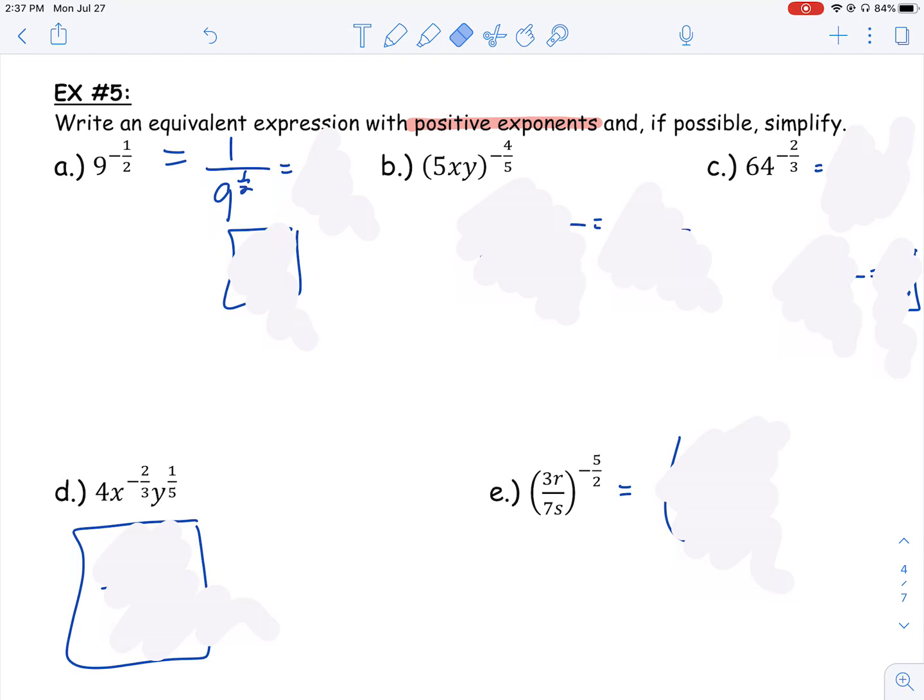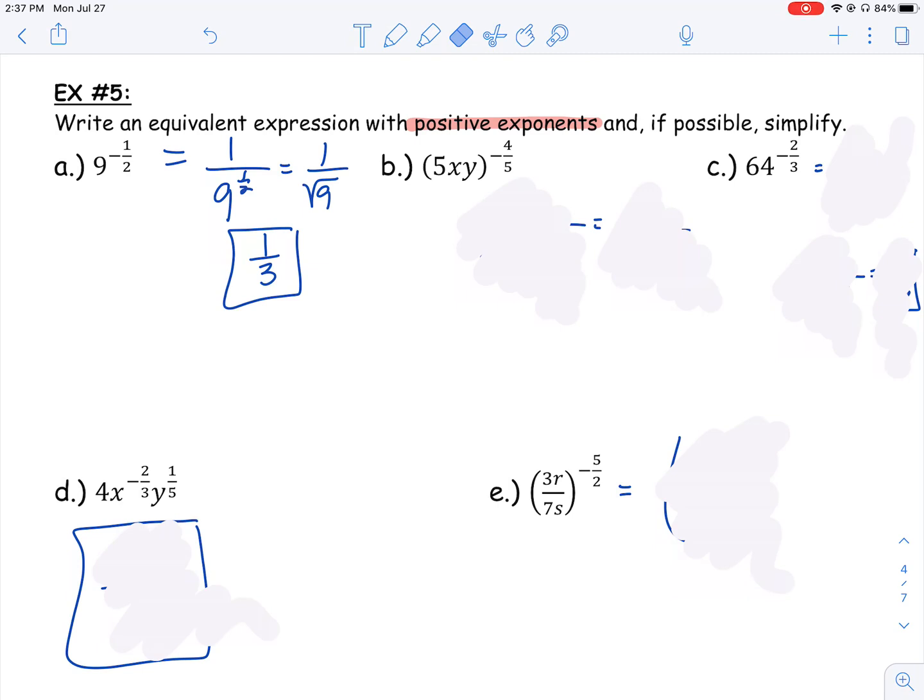So I'm going to take that denominator and convert 9 to the 1/2 into the square root of 9. So now I have an expression that says 1 over the square root of 9. And I know that the square root of 9 is really 3. So I can say that 9 to the negative 1/2 power is the same thing as 1/3. Not negative 3, but positive 1 over 3. All right, look at B.